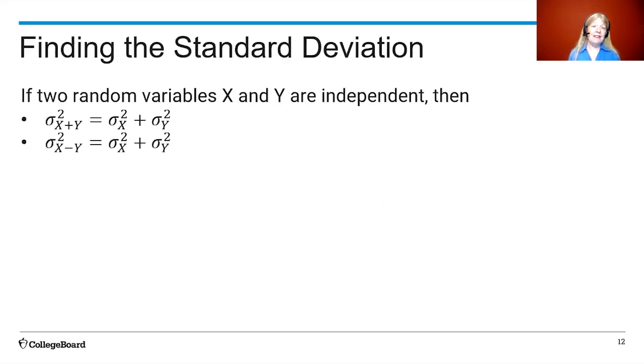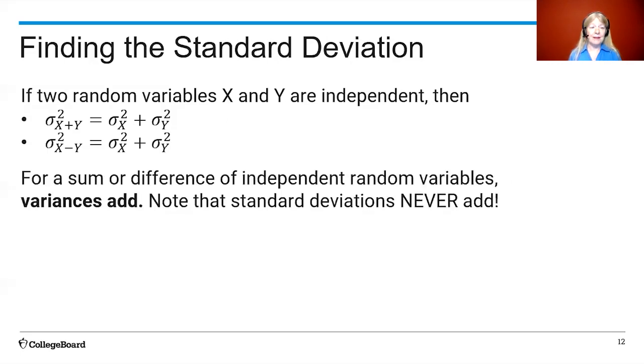Finding the standard deviation. If the two random variables are independent, then to find the standard deviation, first we must find the variance. So the variance of X plus Y or X minus Y is the sum of the two individual variances. Note that standard deviations never add, and that for a sum or difference of independent random variables, the variances always add.